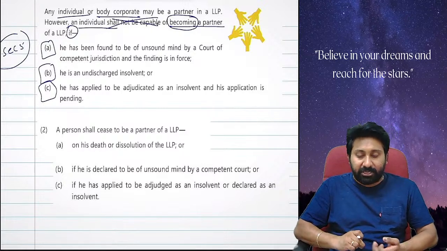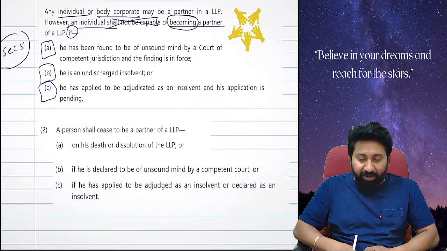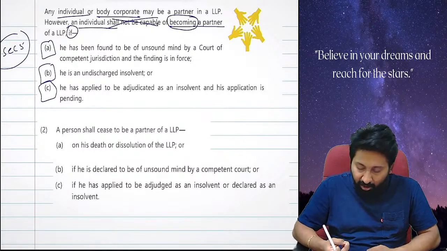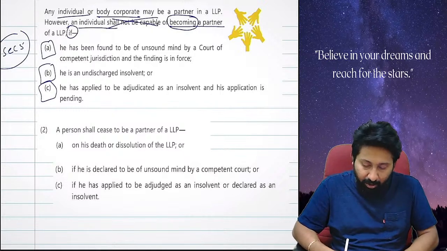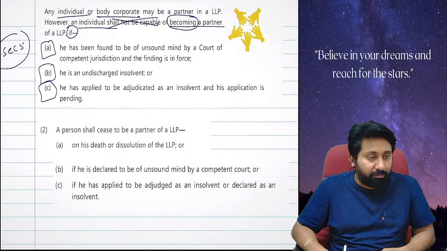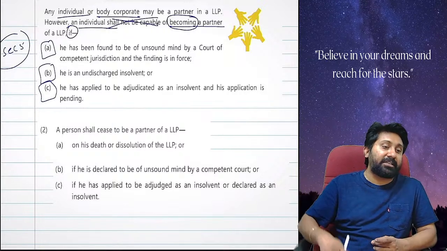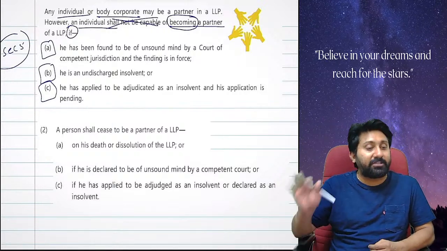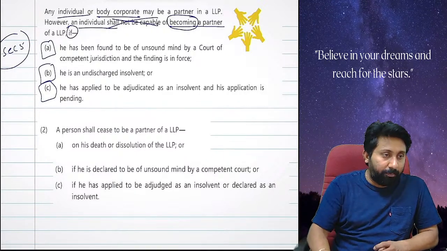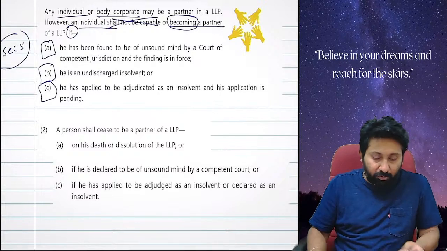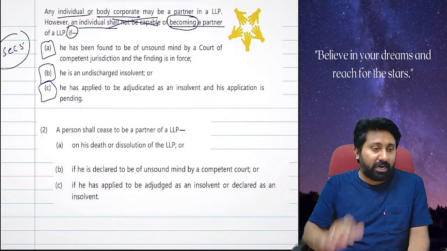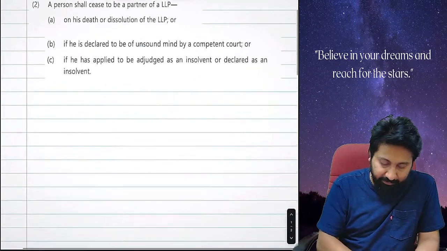A person shall cease to be a partner of LLP on his death or a dissolution of LLP, or he is declared to be of unsound mind by a competent court, and if he has applied to be adjudicated as an insolvent or declared as an insolvent. These are the 2 points given here. Okay, without any delay, let us now start with the conceptual discussion.